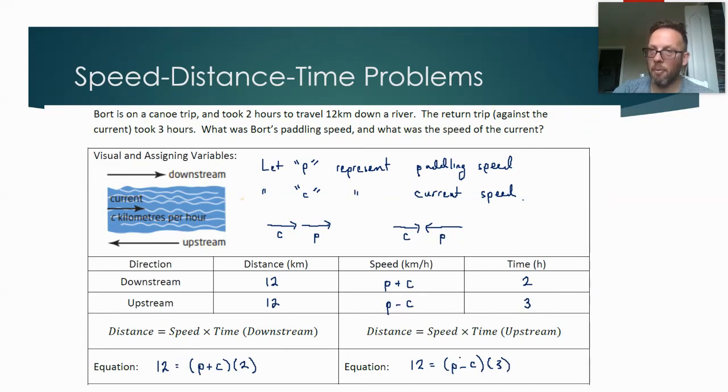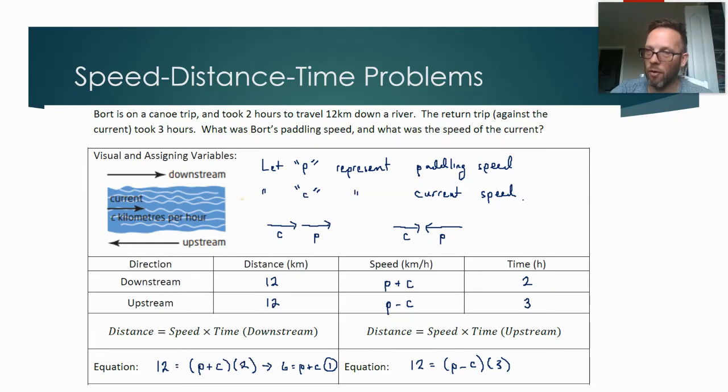Now, we're going to clean both of these equations up a little bit. There are several ways to do it, and I'd say one is easier than the other. If I just divide both sides by 2, I get 6 equals P plus C. That's an easy way to simplify that equation, right?